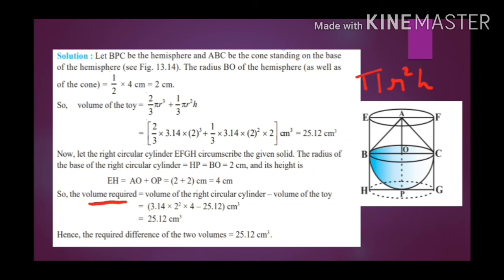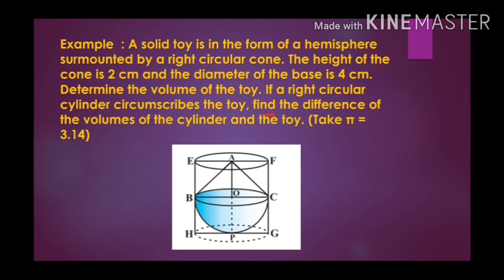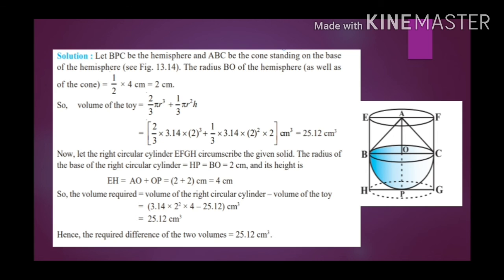Okay. Now what you have to find? You have to find the difference of volume of cylinder and the toy. So the difference between the volume of cylinder and the toy will be volume of cylinder minus volume of toy. Just put the value and do the calculation. It will be 25.12. That is the required difference will be 25.12. In this way you have to solve this example.